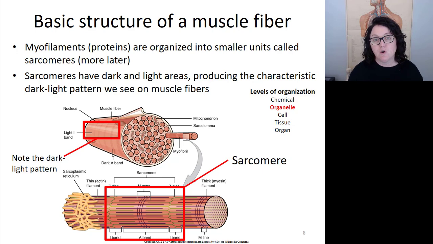Cardiac muscle tissue also exhibits these dark light patterns. We call these striations, by the way. But smooth muscle does not have striations because it doesn't have a high organization of protein like cardiac and skeletal muscle.